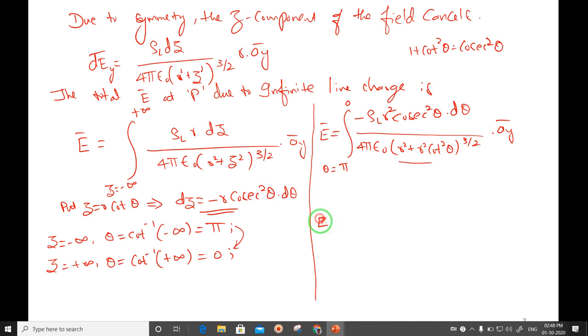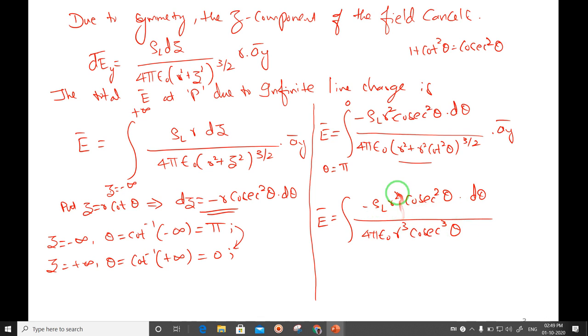So after simplifying, observe what I am writing: minus rho L r square cosecant square theta d theta divided by 4 pi epsilon naught. So from this I will be getting r cube after taking out. 1 plus cot square theta is cosecant square theta. Cosecant square theta whole to the power of 3 by 2, right? Cosecant cube theta I will get. After simplification I have written. So r square will get cancelled, r cube, I am left out only with r. Cosecant square theta will get cancelled. Only cosecant theta I will get.